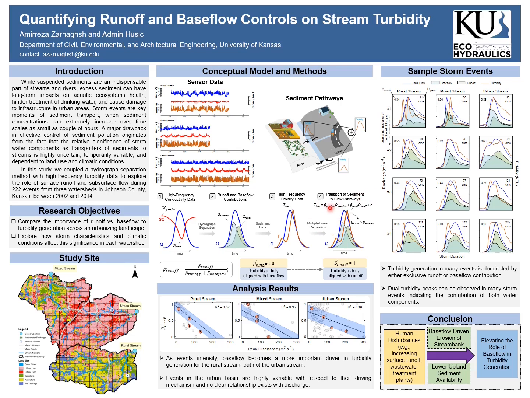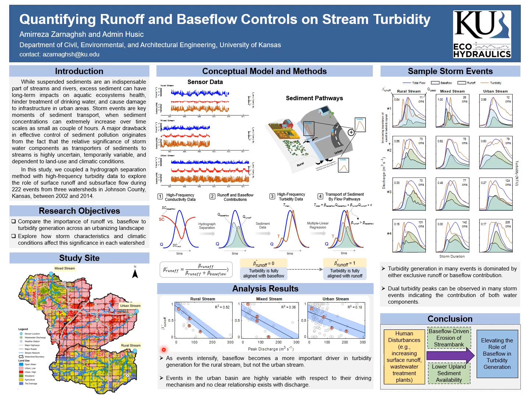In our multiple linear regression method, we are using turbidity as our dependent variable and base flow and runoff as our independent variables. And we are assuming that the coefficient of each independent variable represents the importance of that variable in turbidity generation in our streams. Finally, we normalize these coefficients to come up with a single variable called beta prime runoff, which varies between 0 and 1. As it gets closer to 1, it means that surface runoff is more important in turbidity generation in streams. The results of our study are shown in this plot.